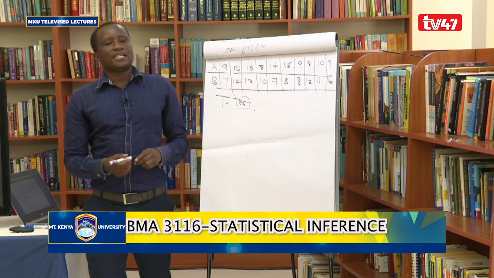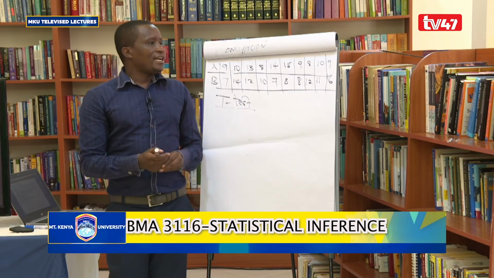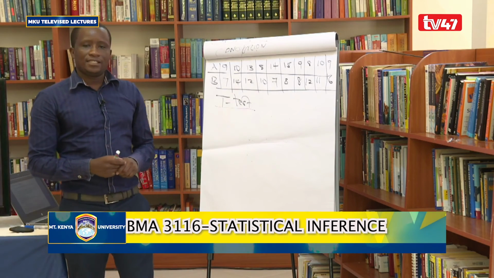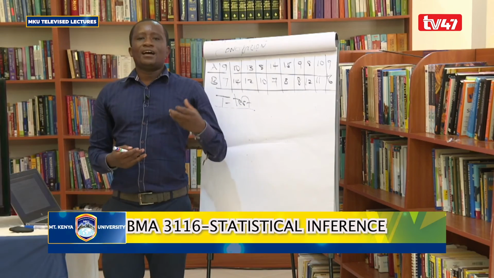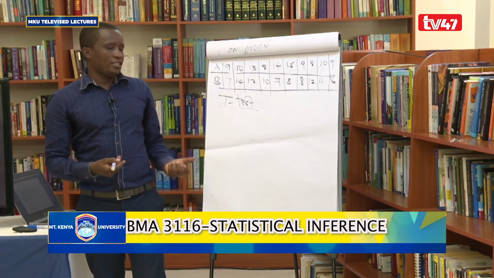Now, the type of test used in this case is called a t-test. This means that we are going to apply a new form of distribution known as the Student's t-distribution, which actually is an improvement of the normal distribution.